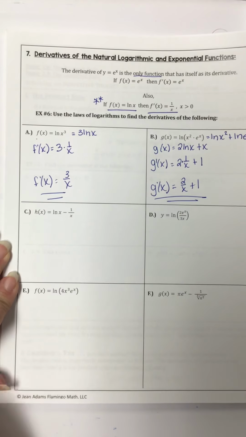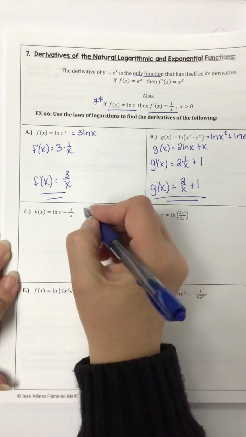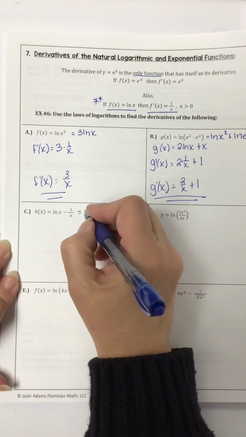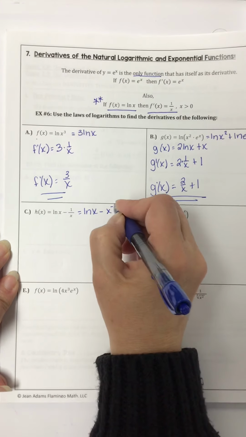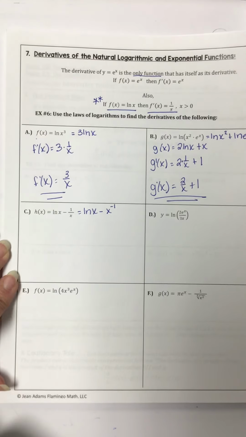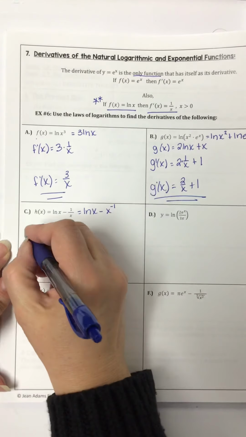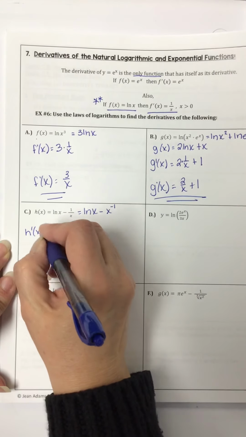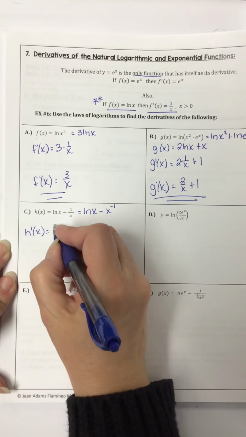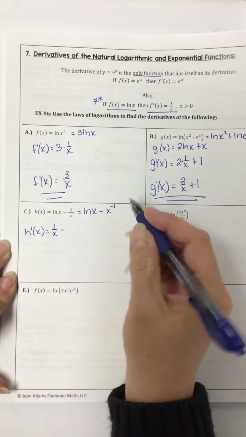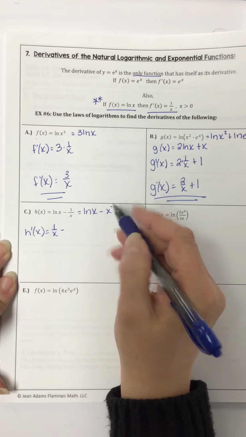Okay, looking at h. Here, I'm going to need to rewrite this because of that x in the denominator. So my function is ln of x minus x to the negative 1, isn't it? Mm-hmm. So then now I can do my derivative. The derivative of ln of x is 1 over x minus the derivative of x to the negative 1.